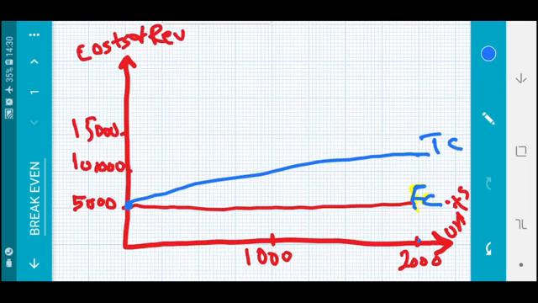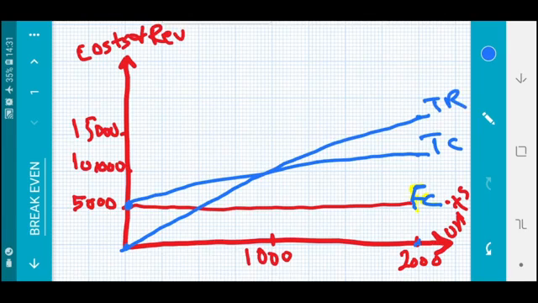And now there is still one line to draw, which is the total revenue. Of course, it will start from zero, because if we sell zero items, the revenue will be zero. And I know from the table that 2,000 units will give me 16,000. So let's assume it's here. So now I draw the line. Let's say the line should be like this. Okay, and we call it total revenue.